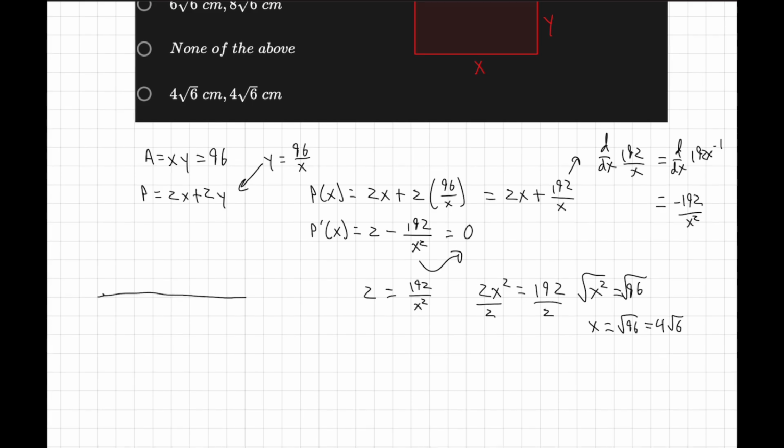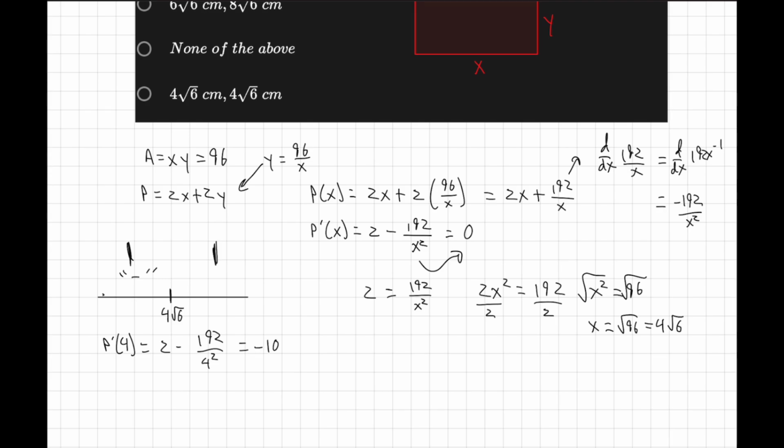Let's go ahead and draw a line with the critical point and then test over here and over here to look at the signs to see if we're actually looking at a minimum or not. P prime of something smaller than 4 root 6, say 4, is equal to 2 minus 192 over 4 squared. And this is equal to 2 minus 192 over 16, which is negative 10. So we have a negative sign over here.